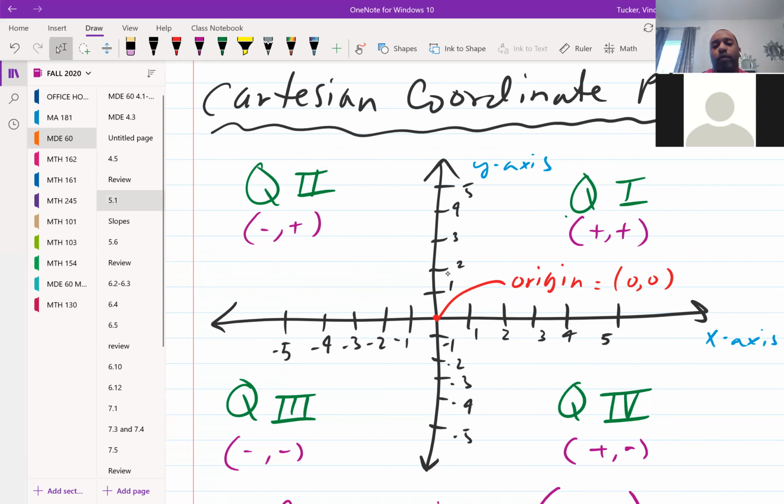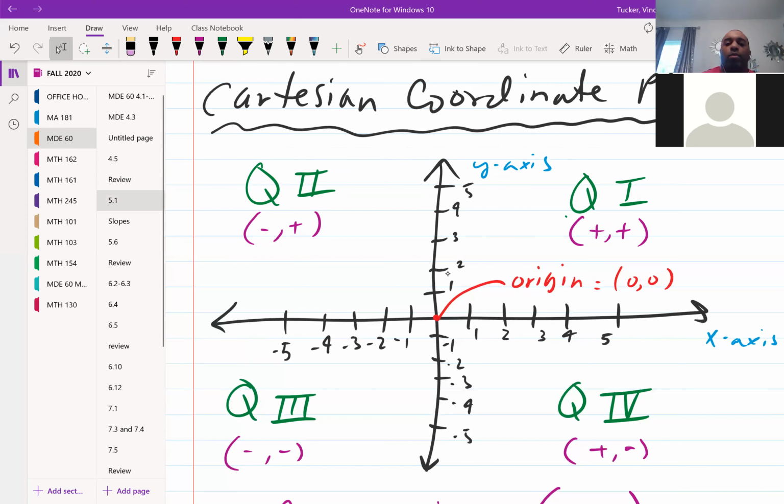Everything to the right of your origin will be positive. Everything to the left of your origin is negative. Above your origin, positive. Below your origin is negative. They make up four quadrants going counterclockwise: quadrant 1, 2, 3, and 4.